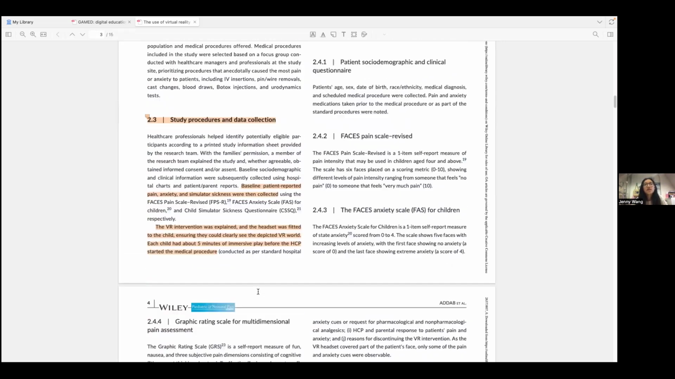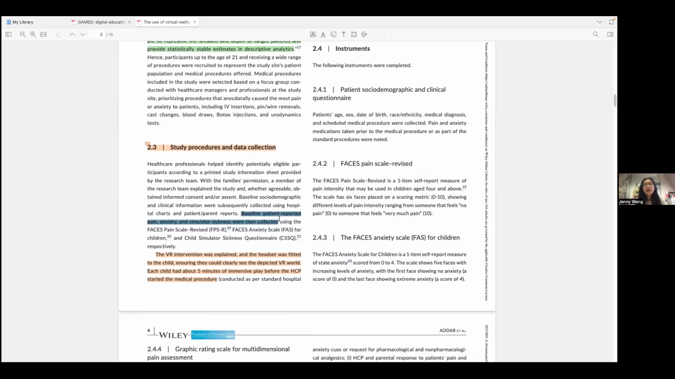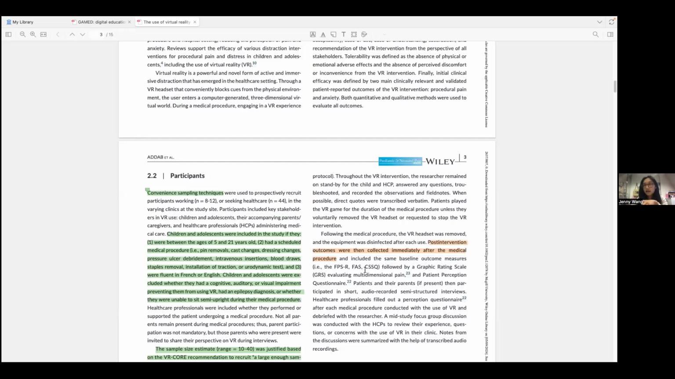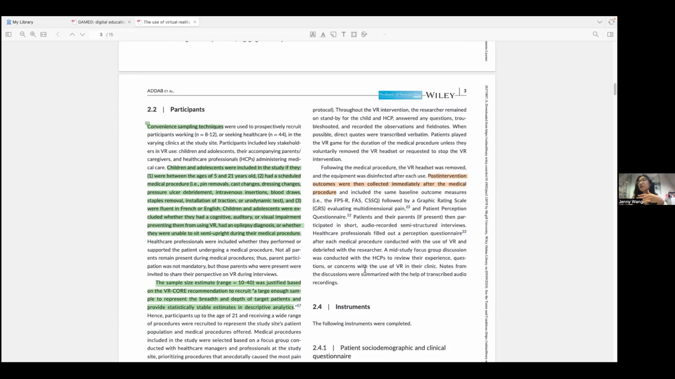So for this study, for example, they collected some baseline patient-reported data before they used the VR, then they used the VR, and then they collected it after. So that can tell you that they actually have a baseline point to compare to. And this is important because not all studies do a baseline comparison.